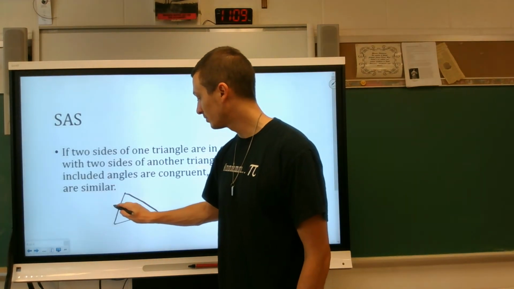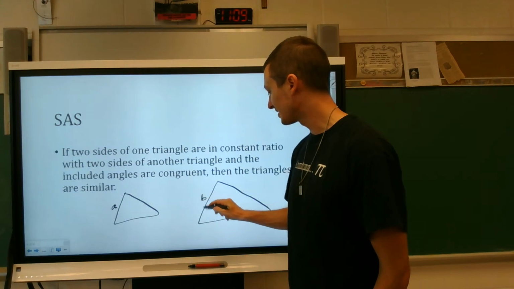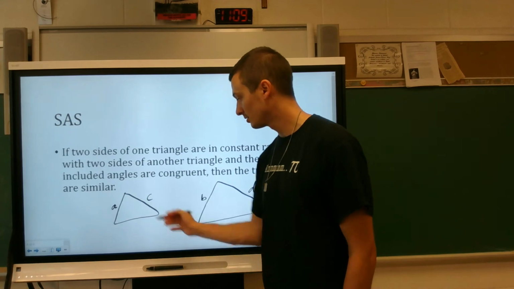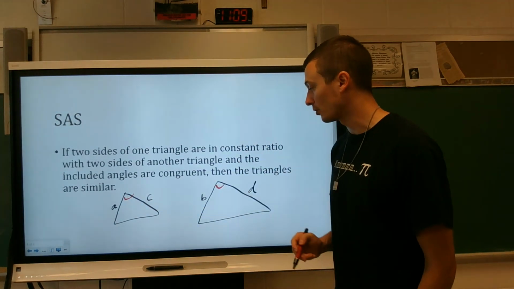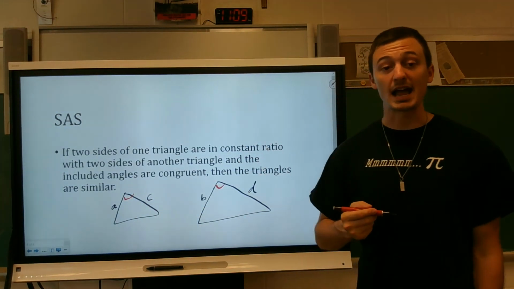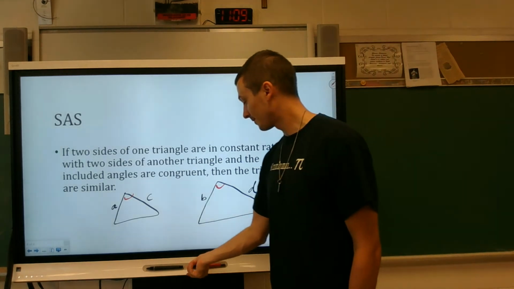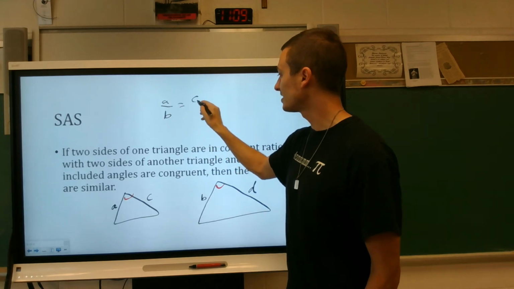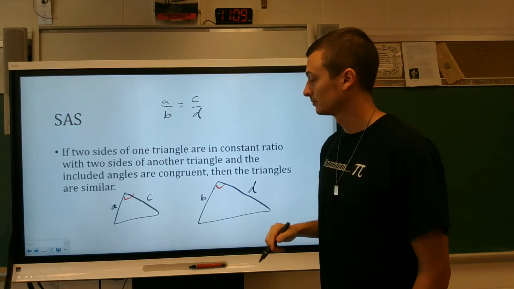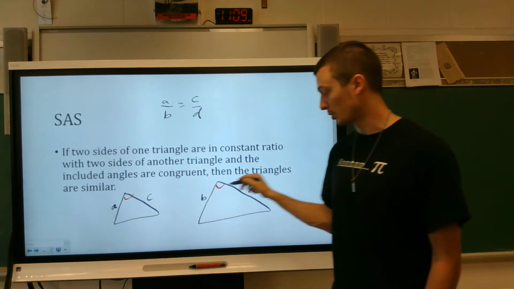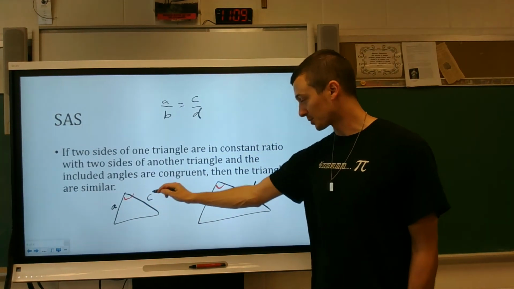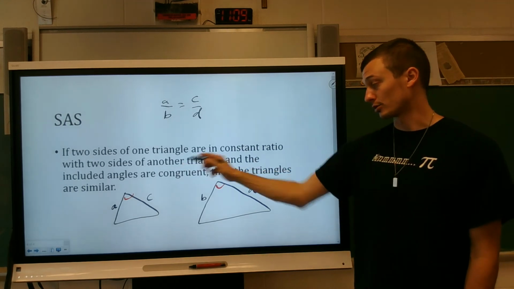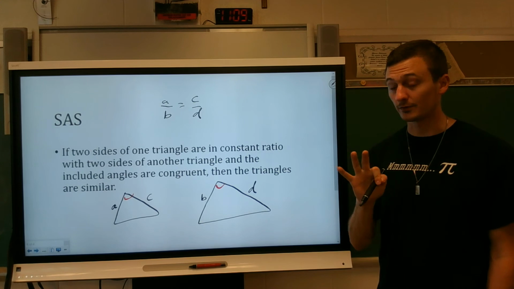So if I know that side A is to side B as side C is to side D, and this angle is congruent to that angle, then these triangles have to be similar. That's what this is saying. So if this is 2, 3, 4, 6. If 2 is to 4, 3 is to 6. These triangles are similar. And these angles are congruent. You have to have those 3 pieces of information.